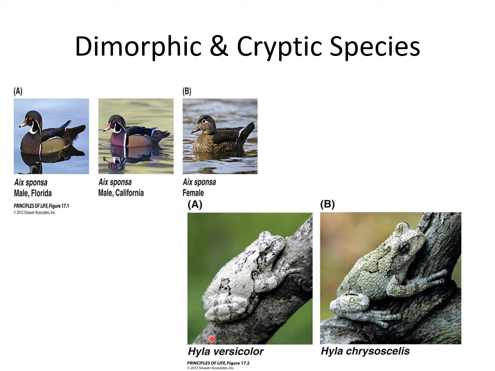These 2 frogs are what we call cryptic species. They're called cryptic because they look very similar, but they are not related at all. They can't actually interbreed. So we've got a little bit of a problem there. These ones can pose a problem, but using the morphological species concept is a good starting point for the most part.